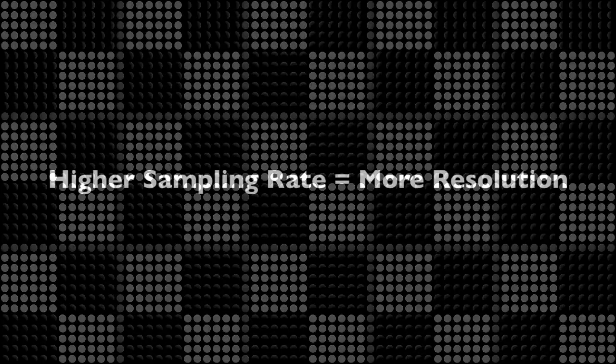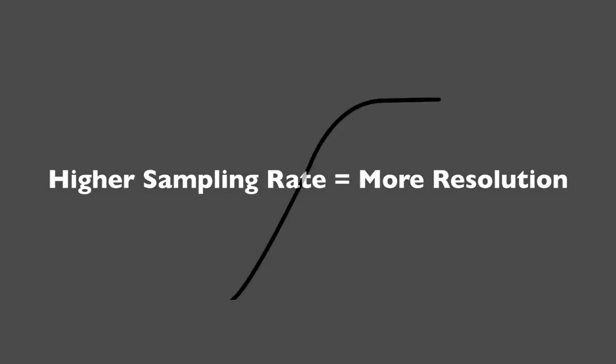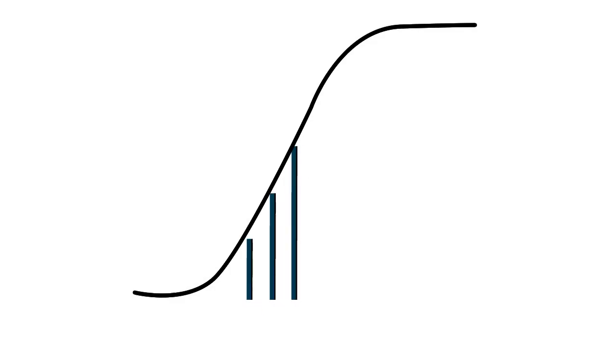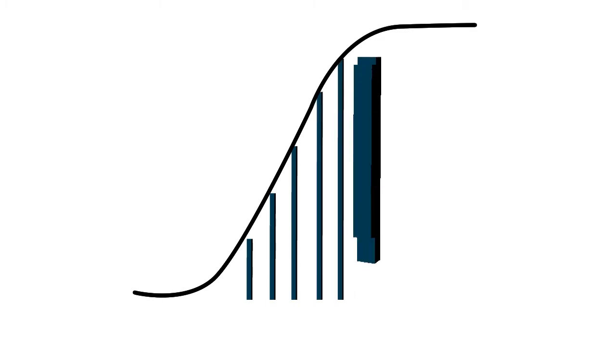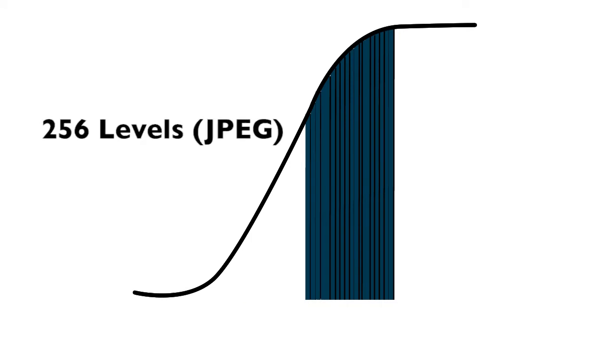The rate at which this data is sampled is known as resolution. The more samples, the more accurate the information, the greater the detail is rendered. Since light is a wave, it is akin to trying to use a bar chart to represent a curve. The closer the bars need to be to approximate that curved line. This data is recorded in 256 levels of tone for a JPEG image file.